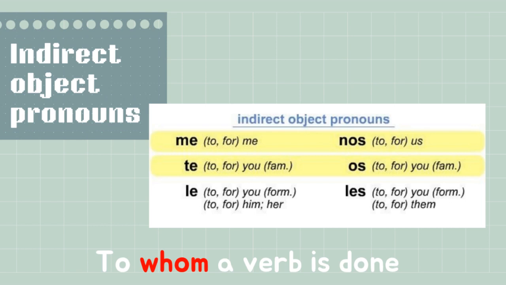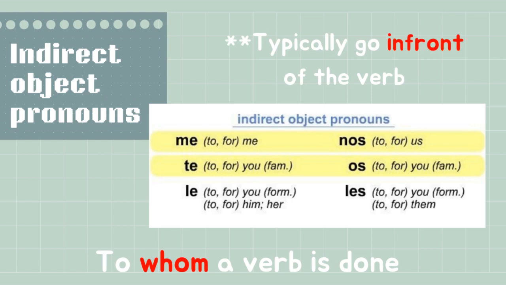Nos would be used if you're doing something to us or for us. You would use os if it's something that is done to or for you in that familiar. And you would use les if it's something that is done to them or for them. So we have me, te, le, nos, os, and les. Very important to know that typically you put the indirect object pronoun in front of the verb.